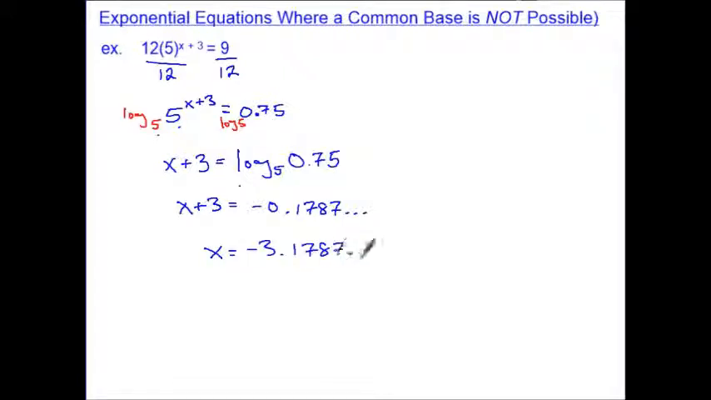Okay, and again, if you remember from earlier, the book is going to round to the 3 decimal places here, so I've got negative 3.17, and then the 8 rounds up to a 9. So this is the final answer that you would see in the book for this problem.